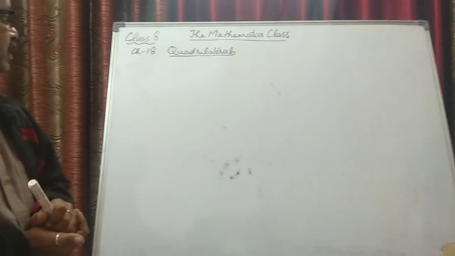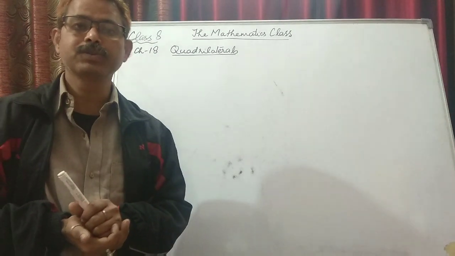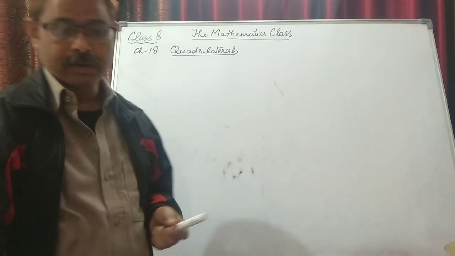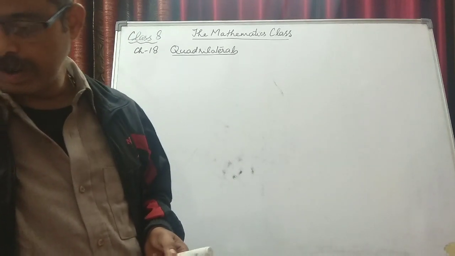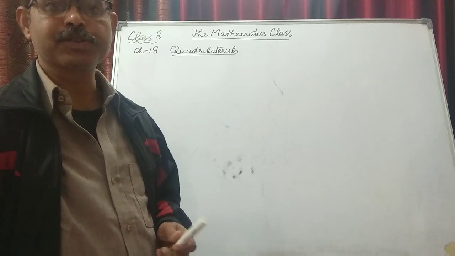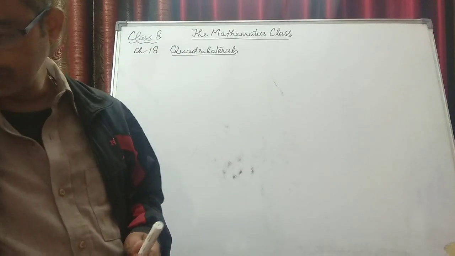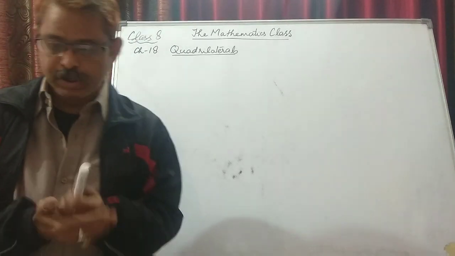This class is for class 8 and today we will be starting with a new chapter, that is chapter number 18, Quadrilaterals, and the book we are following is Mathematics Today by O.P. Malhotra, S.K. Gupta and Anubhuti Ganjal.